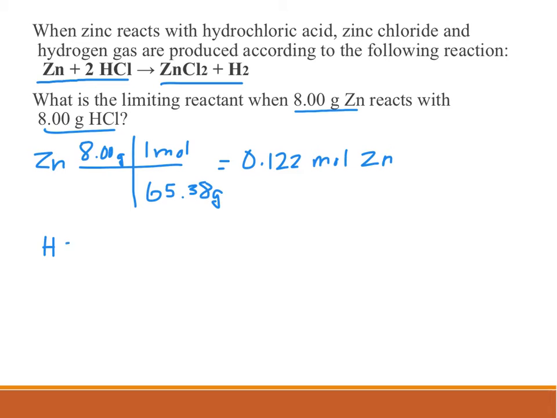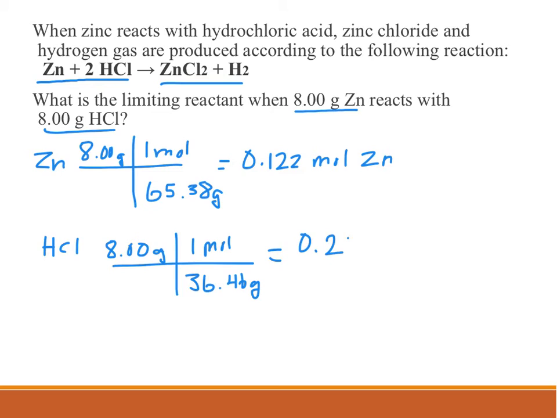Let's do the same thing with our hydrochloric acid. It also is 8 grams. And so the mass is the same, but the moles will not be because it's a different substance. So if we look at the molar mass for hydrochloric acid, you have 1 hydrogen and 1 chlorine. Add those together and you get 36.46 grams. And again, doing the math, dividing 8 by 36.46, you're going to find that in this case you have 0.219 moles of hydrochloric acid. So same mass in grams, but 2 very different numbers in moles.